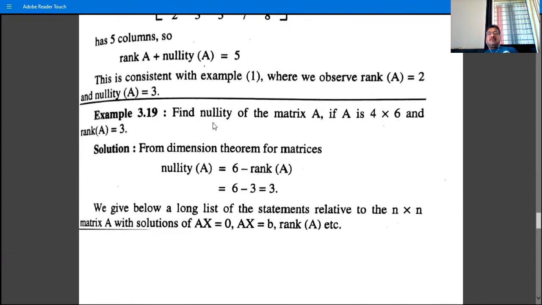Find the nullity of the matrix A if A is 4 by 6 and rank of A is 3. So rank of A is given. So use the theorem: rank of A plus nullity of A is equal to the number of columns, that is 6. This A is of order 4 by 6, meaning there are 6 columns. So nullity of A is what? Now 6 minus rank of A, that is 6 minus 3, that is 3.